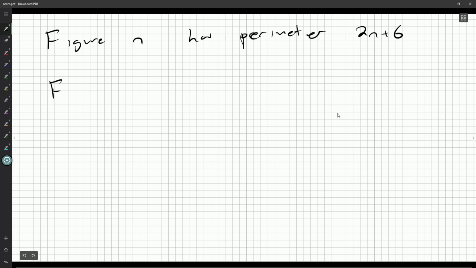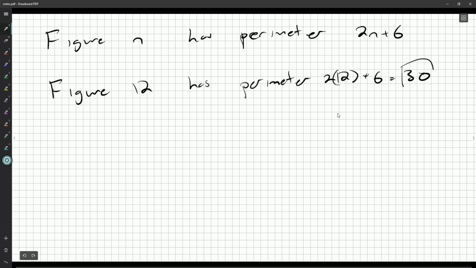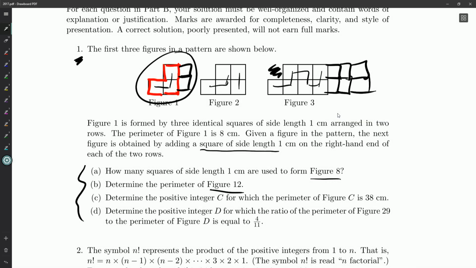So now, figure 12 has perimeter 2 times 12 plus 6, that's 24 plus 6, that's 30. Figure 8 had, well, not perimeter 17, had 17 squares. Figure 12 has perimeter of 30. Okay, we're halfway done question 1, although usually they increase in difficulty as you go.